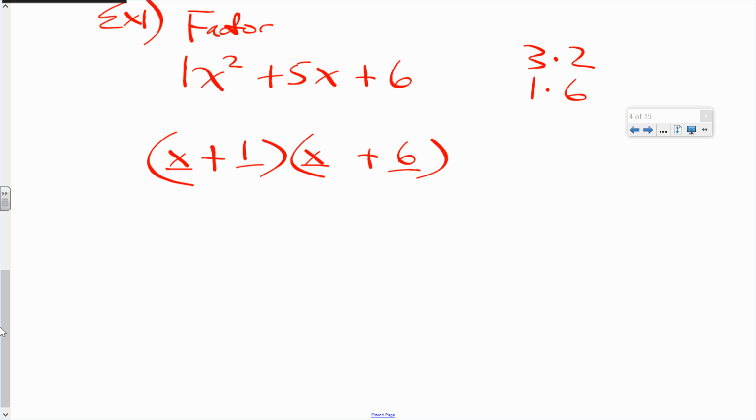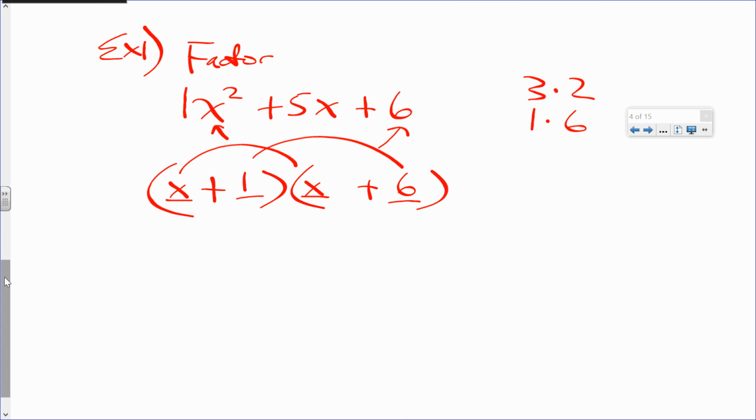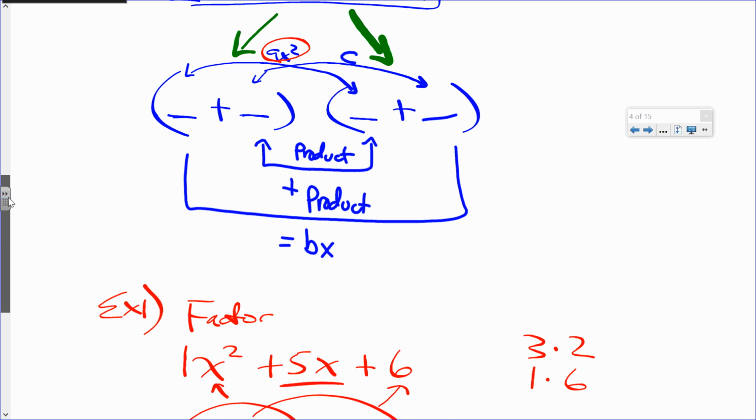So let's see. 1 times 6 is definitely 6. X times x is definitely x squared. So far, so good. I think we got them. The last step, though, is let's see if we get our bx. Our bx is 5x. The way we figure that out is, the insides multiplied right here. Whatever these two numbers are, I'm going to multiply them, and then add it with these outside numbers multiplied. I'll add them, and they better be bx. If they're not bx, then we did something wrong.